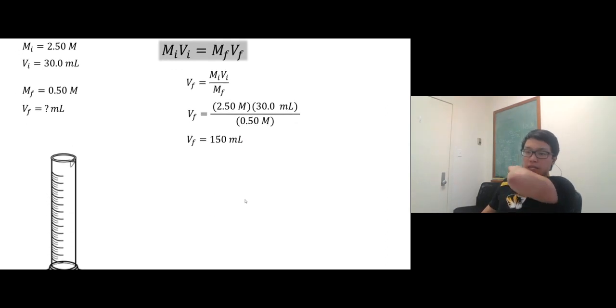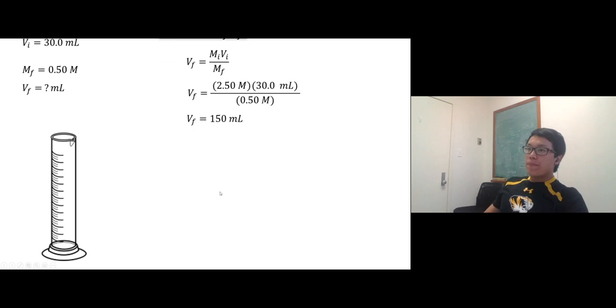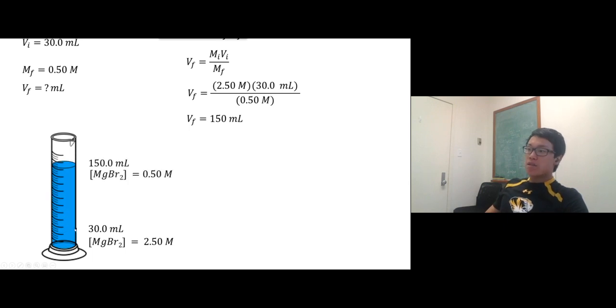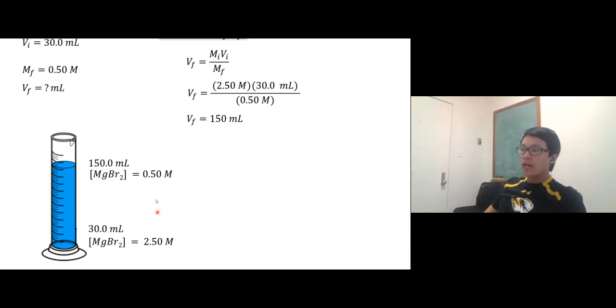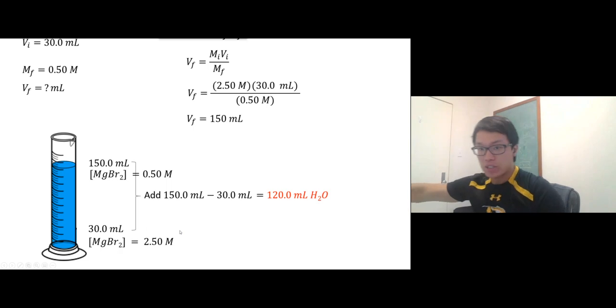All right. So let's take a look at the picture. Okay. So at the beginning, you have 30 milliliter of this solution. You're going to add water until the volume reads 150 milliliter. Okay. That's when you dilute the solution from 2.5 molar to 0.5 molar. So how much water you need to add? 150 minus 30. That's the amount of water you have to add into this solution.